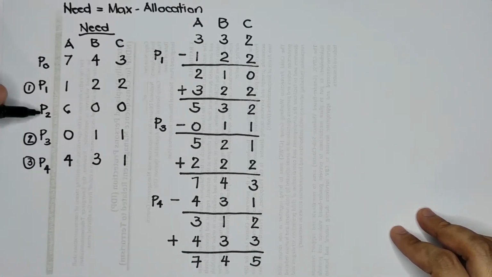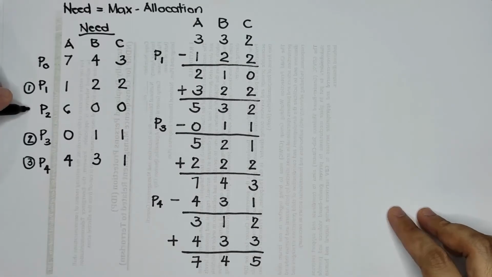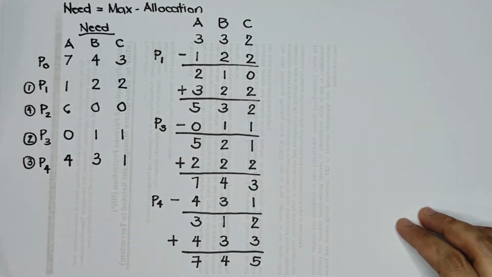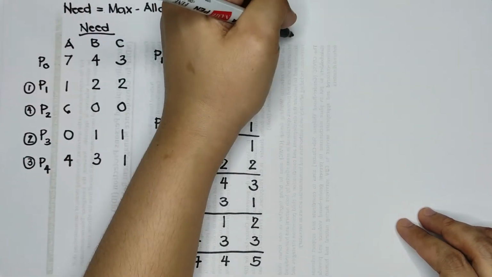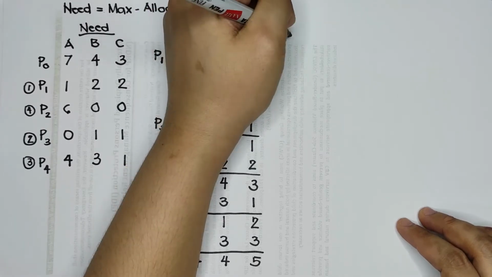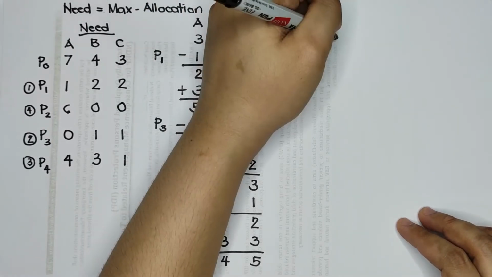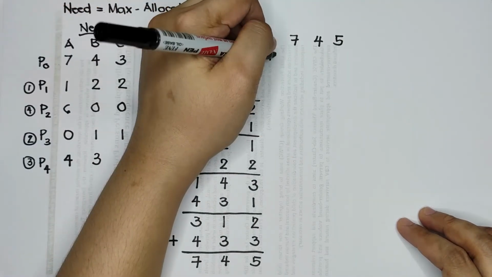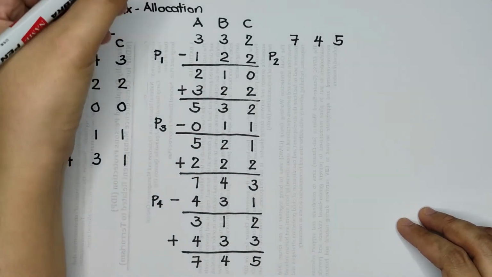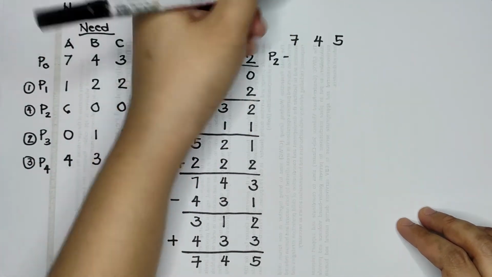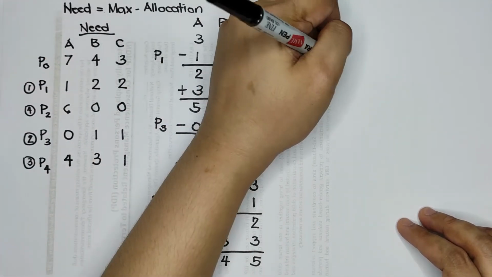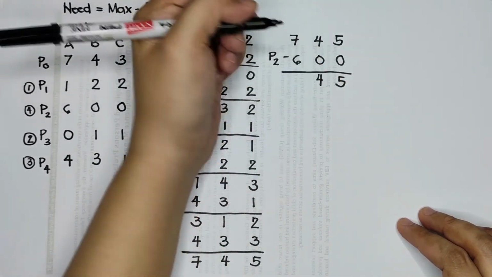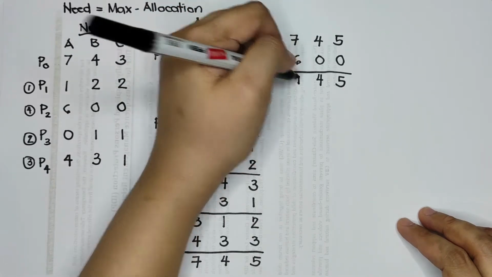So let's just choose from p sub 2 and p sub 0. So I'm going to choose p sub 2. So let's continue here. So let's just rewrite. So we have 7, 4, 5. And then we have p sub 2. Subtract the need. So 6, 0, 0. So we have 5, 4, 7 minus 6 is 1.